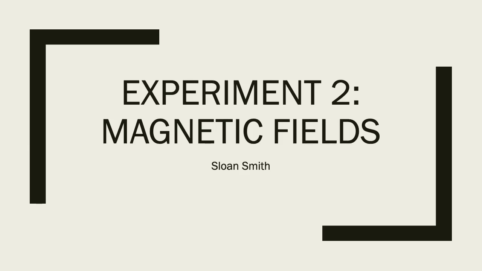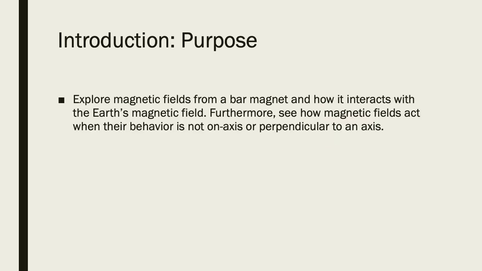Hi, my name is Sloan Smith, and this is Experiment 2 for Physics 2212, Magnetic Fields. The purpose of this experiment was to explore magnetic fields from a bar magnet and how it interacts with the Earth's magnetic field. Furthermore, we wanted to see how magnetic fields act when their behavior is not on axis or perpendicular to an axis. Basically, when we cannot describe it as one of the equations for those two situations.